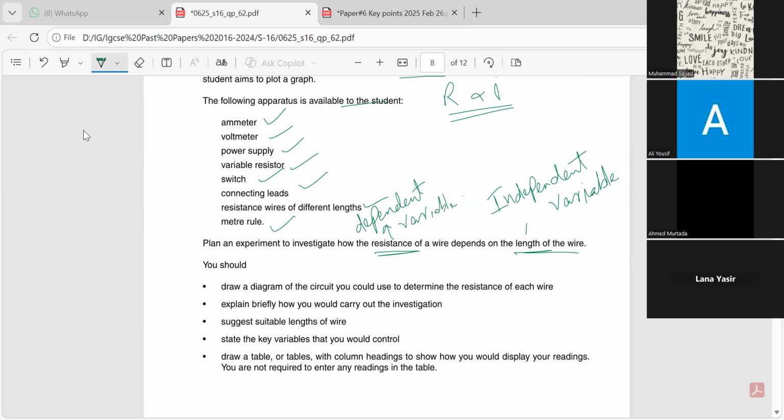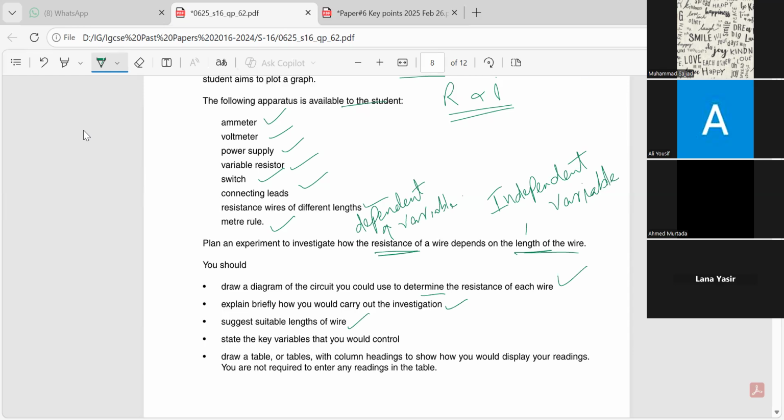Very important. Now you should draw a diagram of the circuit you could use to determine the resistance of the wire. Okay, no problem. Explain briefly how you would carry out the investigation. We will do. Suggest a suitable length of the wire. It can be any length from 10 centimeters to 2 meters, so 10 centimeters to 200 centimeters.